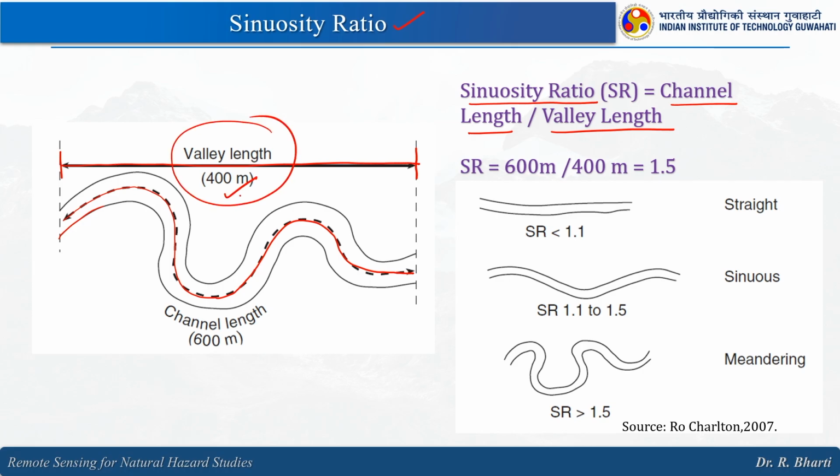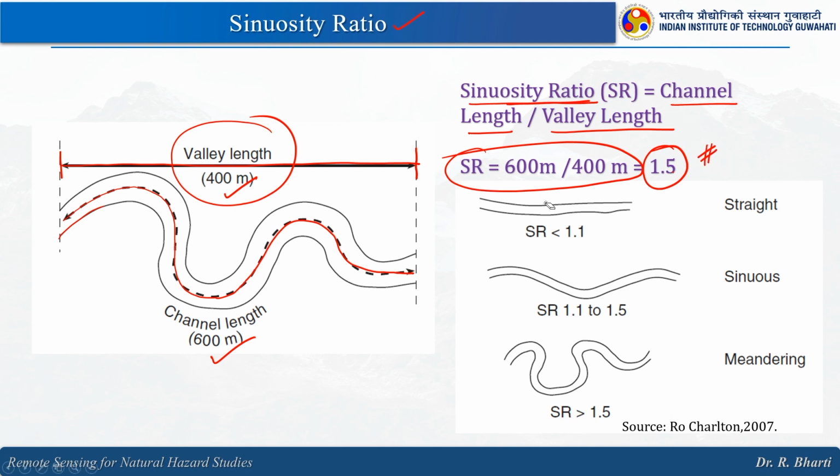Let us see, here we have 400 meter, here you have 600 meter. So, sinuosity ratio will be 600 divided by 400 meters. So, this is 1.5. Now, how to analyze, how to interpret this particular value?